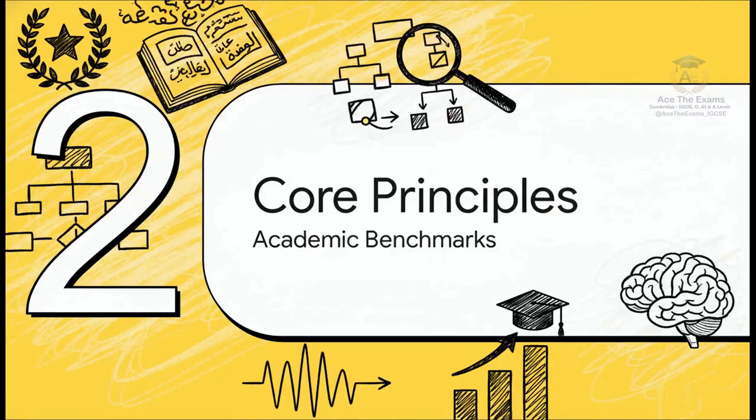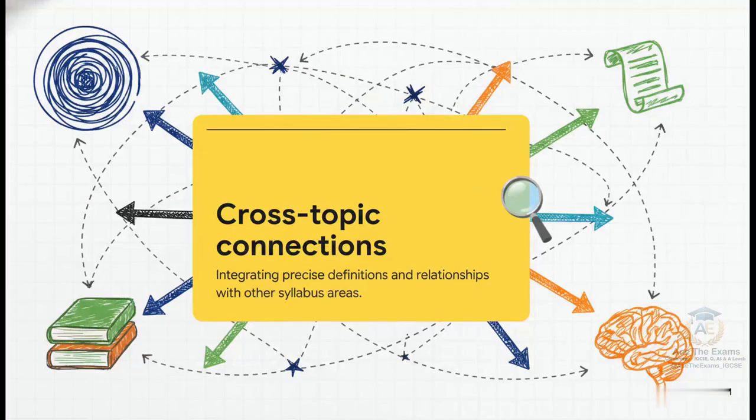Section 2, Core Theoretical Principles. Let's look at the academic benchmarks. Okay, the theoretical architecture of this test absolutely demands that you integrate precise grammatical definitions and causal relationships with other areas of the syllabus. This is what the principal examiner reports highlight as the ultimate differentiator. The top-tier candidates, they never view grammar in a vacuum. They completely understand how a shift in grammatical structure, like moving from active to passive voice or altering an I'rab, directly changes the tone and the comprehension of the entire text. They see the interconnected web of the language.